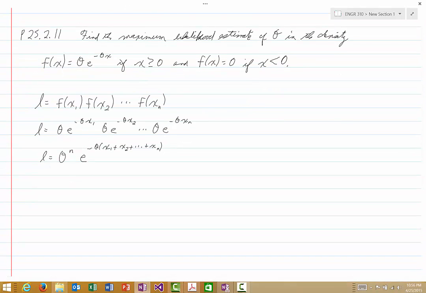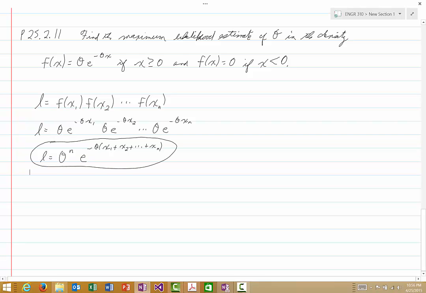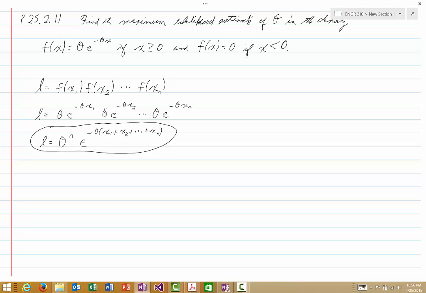And that is a nice compact expression for the likelihood function in this case. Now remember that in step 3 we want to calculate partial log of L, partial theta. So let's form log of L first, and then we'll take the derivative of that with respect to theta. So the log of L is equal to the log of this, and remember again that the log of a product is the sum of the logs.